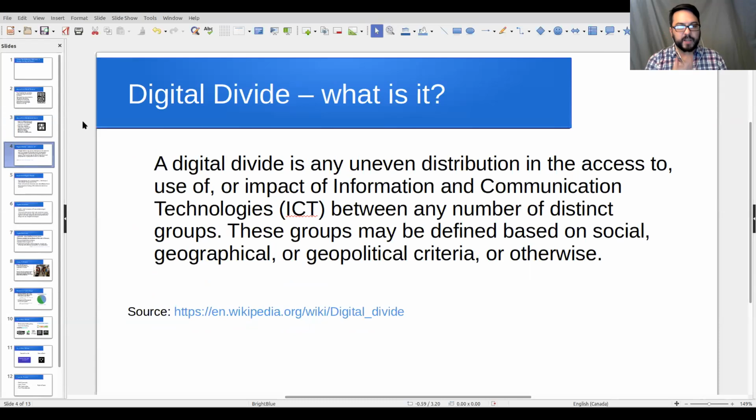We begin the presentation and everywhere else talking a lot about the digital divide. This is a generic definition from Wikipedia, but it does talk about uneven access. One of the big things that the pandemic has highlighted is how lacking access to infrastructure or digital technology is a real challenge and problem.